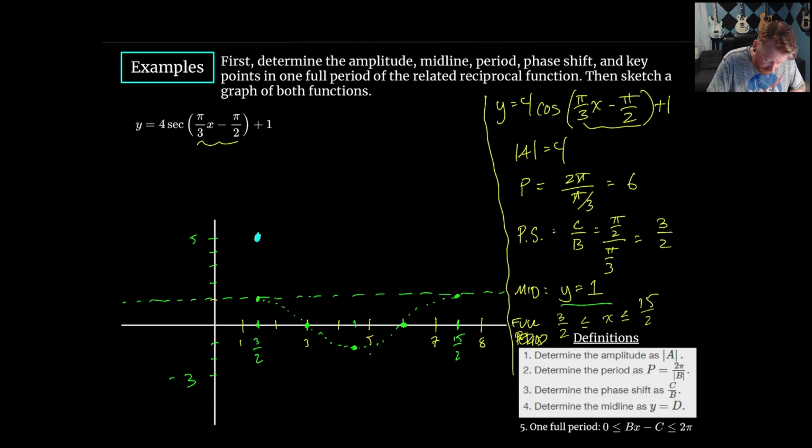We know we're going to cross through our midline at 3. We know we're going to bottom out at 4.5. And then we're going to go through our midline at 6. And then we're going to top out again at 15 halves. So this is, again, not the one that we're trying to graph, but the corresponding cosine graph should look like this. And it would keep going.